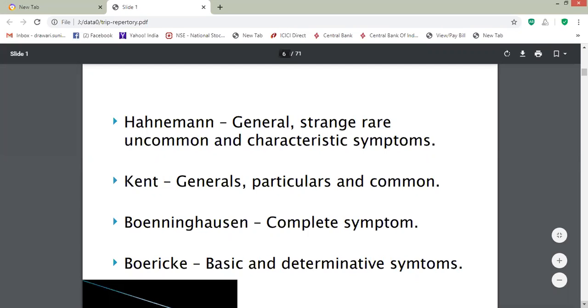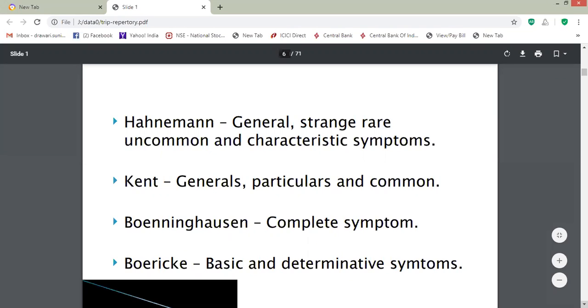So if we are using Hahnemann's method, then we have to give importance to general symptoms first, then PQRS according to Dr. Hahnemann, that is strange, rare, uncommon and characteristic symptoms. If we are going to repertorize according to Dr. Kent's repertory, then we have to give importance to general, particular and common symptoms. First, we have to give importance to general symptoms, in that mental general, then physical general, then we go towards characteristic particulars, and then if necessary, we consider the common symptoms.